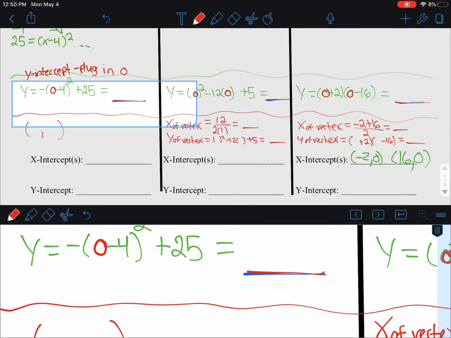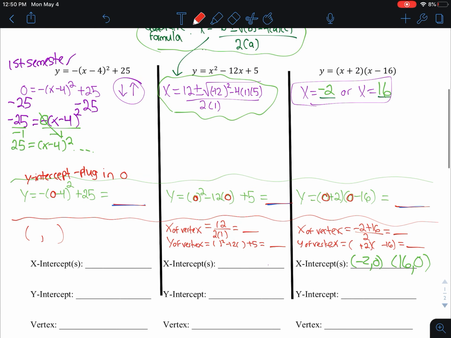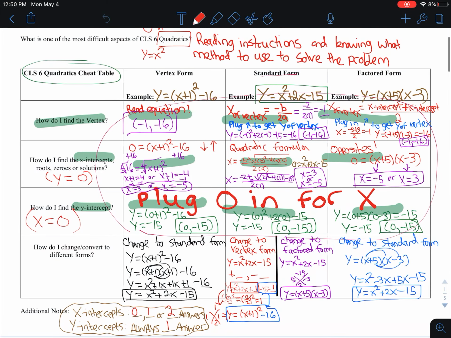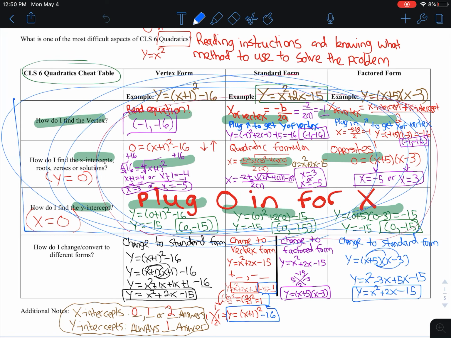Anyways, this is just a little head start, a little bit of help. Please let me know if you have any questions about this. You can look at my answer key for any help. Don't forget to look at this cheat sheet. A lot of it is these first 3 rows. You're doing these 3 rows, right? That's what you're doing. So make sure you're looking at that as you complete this.